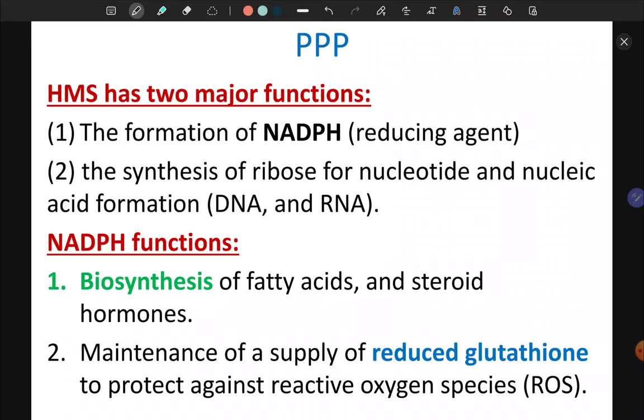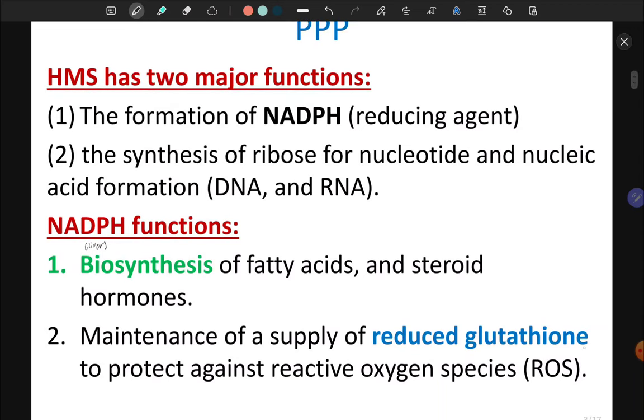Okay. So this is the NADPH function, which is organ dependent. For example, in the liver it does synthesis. In the RBC, it will help maintain this molecule called reduced glutathione, to protect against these unstable molecules that are called reactive oxygen species. So we will concentrate on the role of NADPH in the RBC.